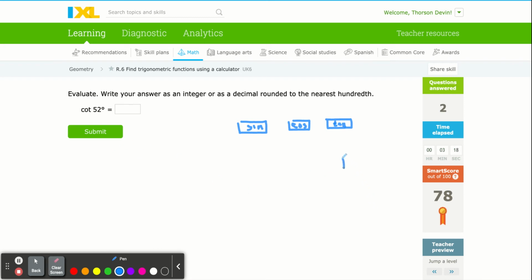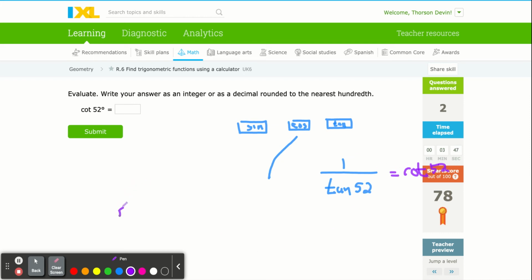So what you'll do is 1 over the tangent of the angle that you're going to do. So you do 1 over the tangent of 52. Same thing with the cosine. If you want to do the cotangent of 52 degrees, that's going to equal 1 over the tangent of 52.